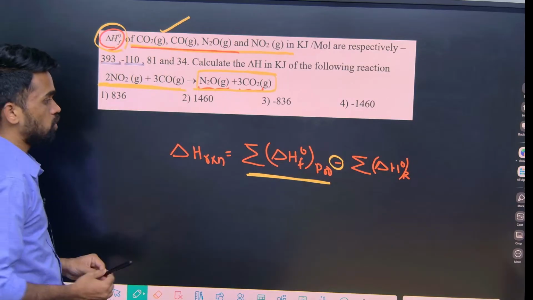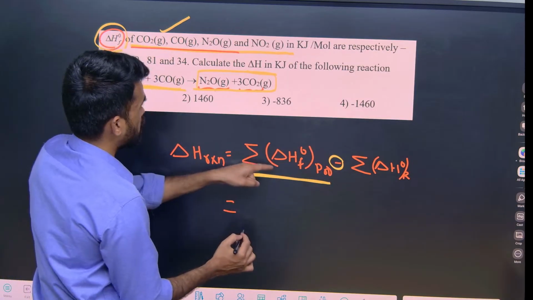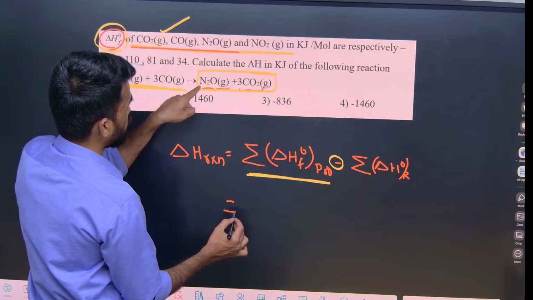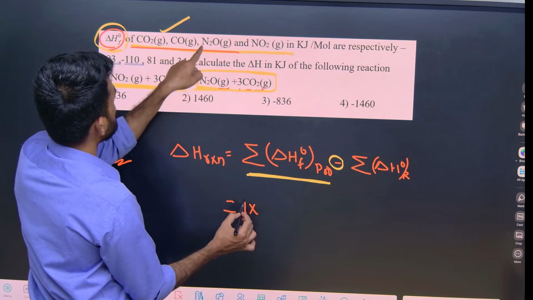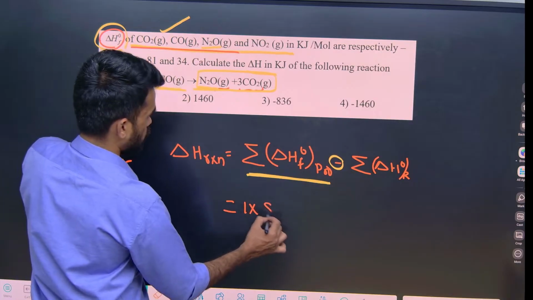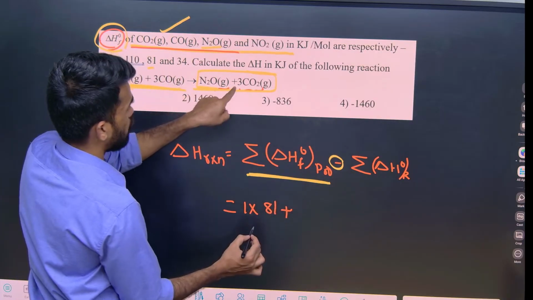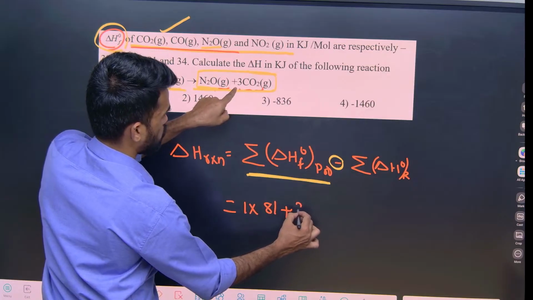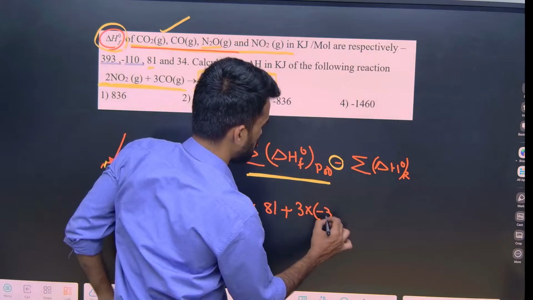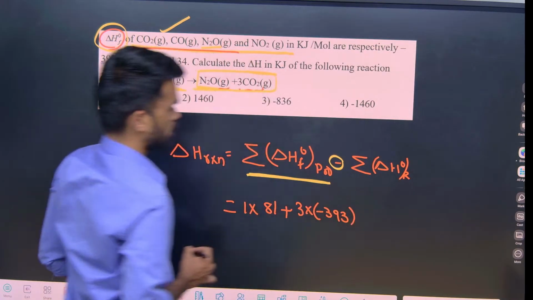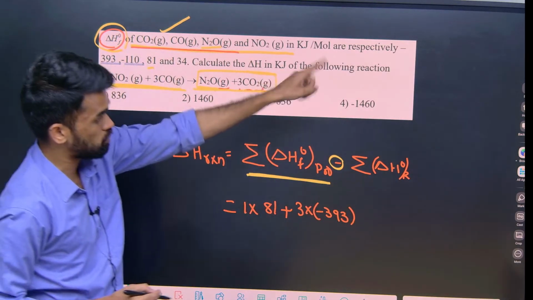Now write the values here. What are the products here? N2O. Enthalpy of N2O is how much? Only one N2O is formed, so it is the third value, that is 81, plus what about CO2? Here 3 moles are forming, so 3 into minus 393 for CO2, with the minus symbol.